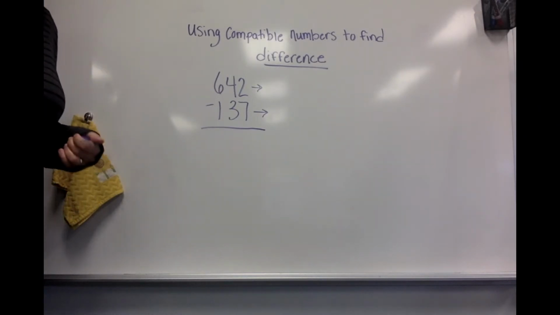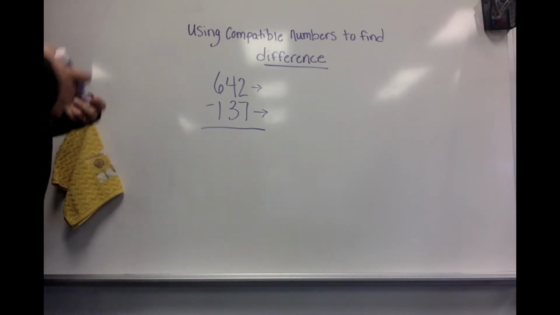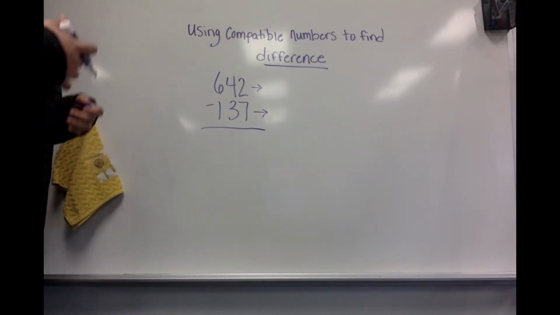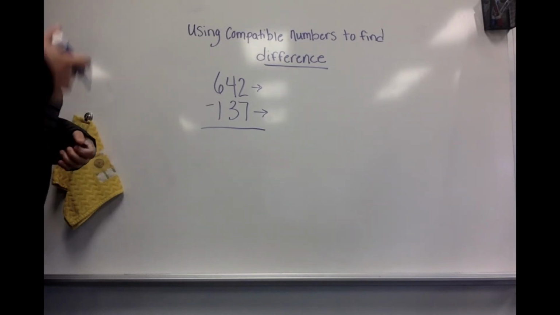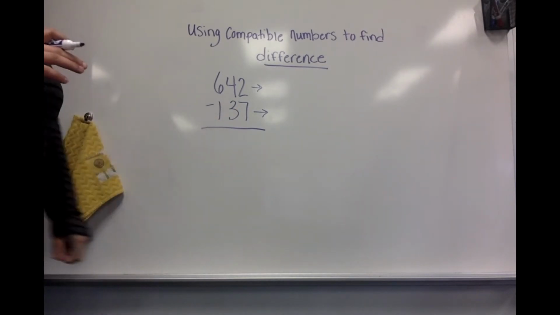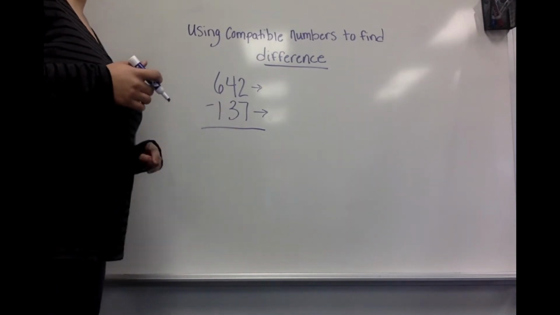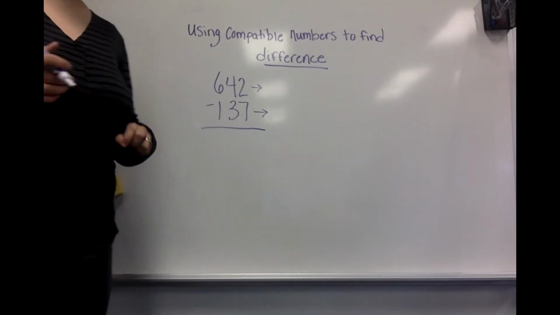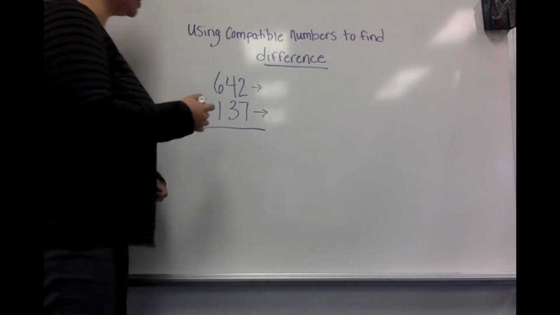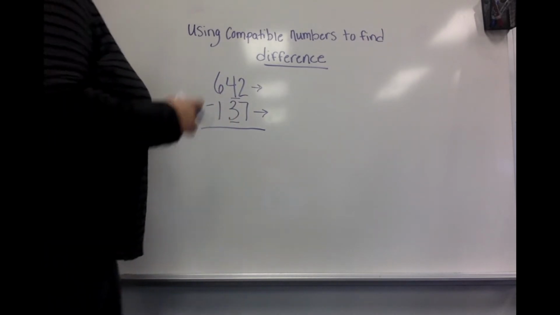I always tell them to choose one specific place when they're using compatible numbers. So for the sake of this video, we will do tens place and then we will also do hundreds place so that the students can see which number placement creates compatible numbers for easier computation. So for the sake of 642 subtract 137, I'm going to first use the tens digits place. So I'm going to underline the numbers that are in my tens place.